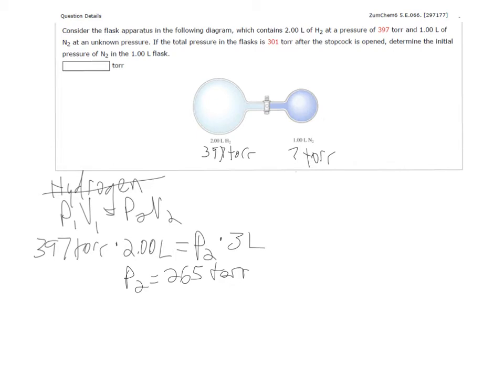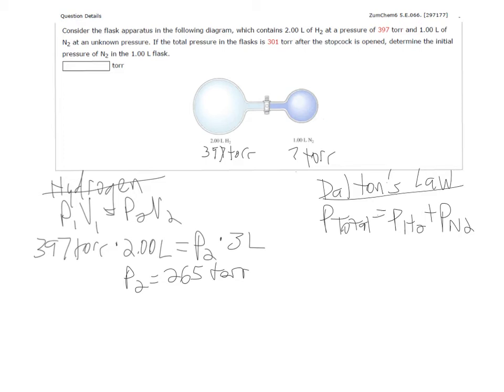Now for the interesting part. If we use Dalton's law, when the stopcock is opened and the gases are intermixed, we know that the total pressure will be the sum of the pressures of the individual gases. So we have the pressure of hydrogen added together with the pressure of nitrogen. They give us that total number. The total pressure is 301 torr. The pressure due to just the hydrogen we've solved for here with Boyle's law, 265 torr.